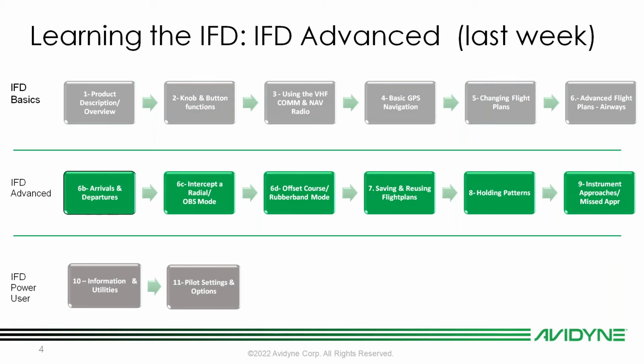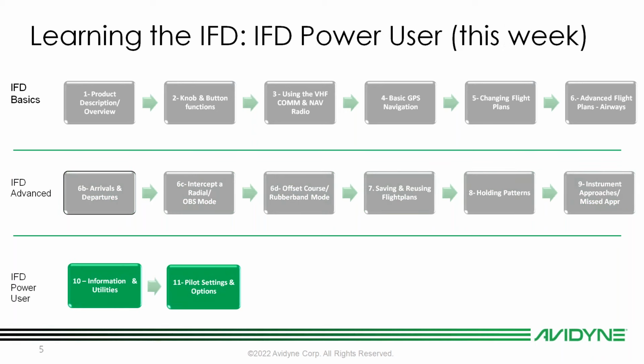Last week, we did a little bit more in depth. We went through IFD Advanced, where we talked about arrivals and departures, intercepting radials, offsets, rubber banding, saving flight plans, holds, and instrument approaches. Well, this week, we're going to be getting into the information and utility section of your IFD, as well as some pilot settings and user options. Some really cool features that I'm excited to share with you guys today.